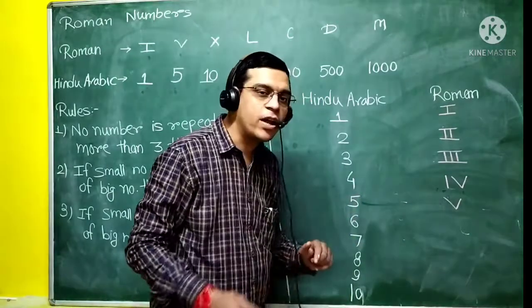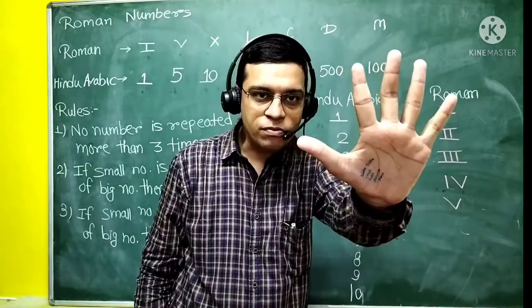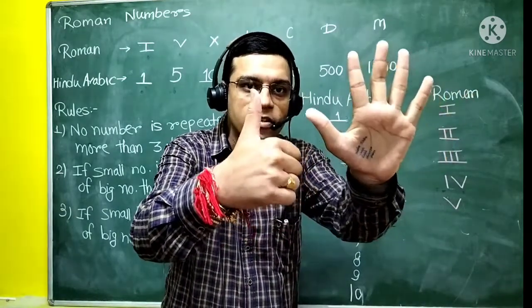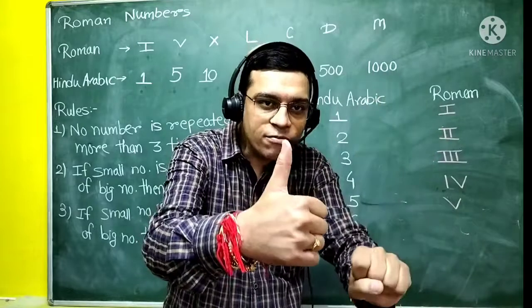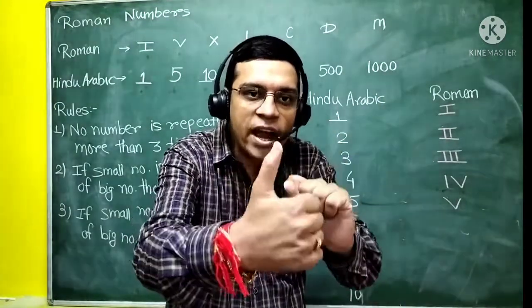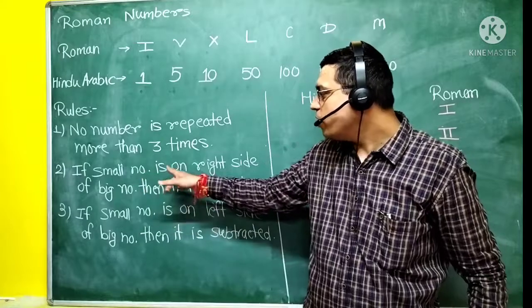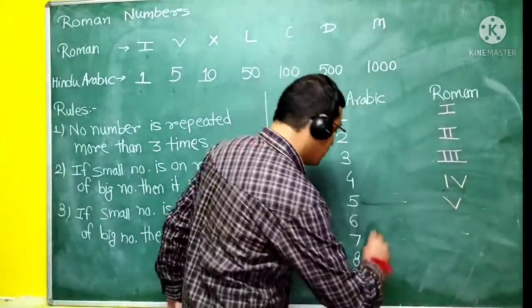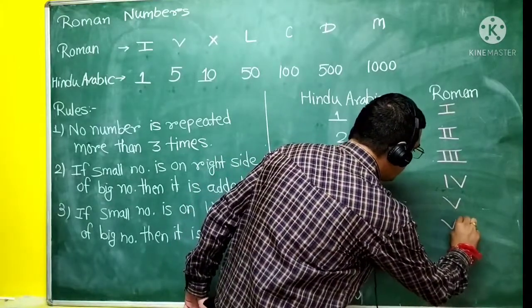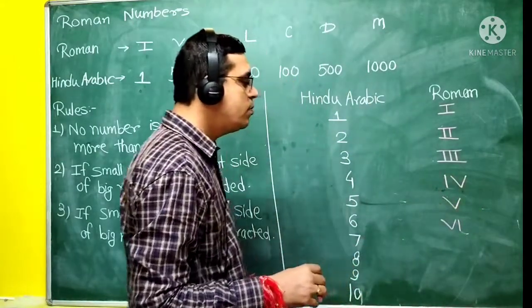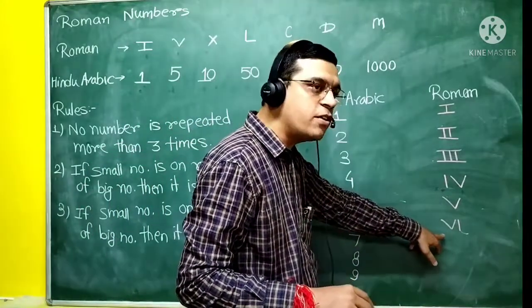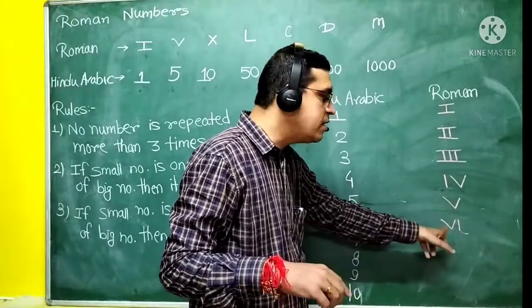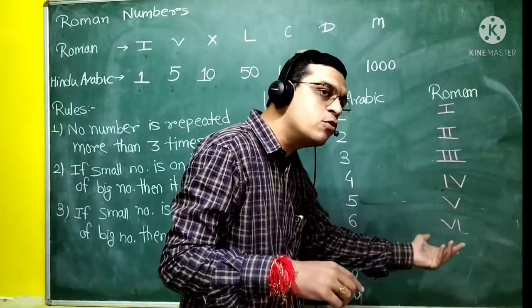Now I have to write 6. Again I am having 5 and I add 1. Now how much is this? Now this is 6. मतलब 5 में 1 मैंने क्या किया? Add किया. Second rule, if small number is on right side of big number, then it is added. So this is 5 and a 1. This will make you 6. तो 4 और 6 में confuse नहीं होना. 4 में 1 जो है 5 के पहले रहता है, इसीलिए minus हो जाता है. 6 में 1 5 के बाद रहता है, इसीलिए plus हो जाता है.